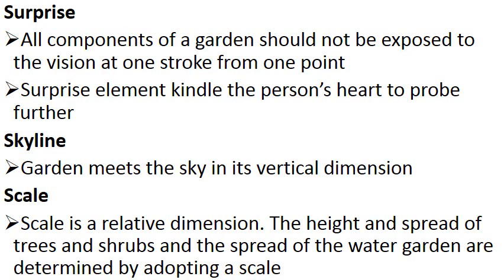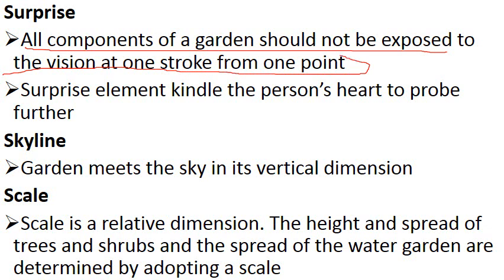Now comes surprise. All components of a garden should not be exposed to the vision at one stroke from one point. What is the meaning of that? Surprise means the garden should be full of curiosity. When a person enters the garden, he should feel curiosity, so that he will move further and further. He will go here and there to find some surprising thing. So the surprise element can stir the person's heart to probe further.